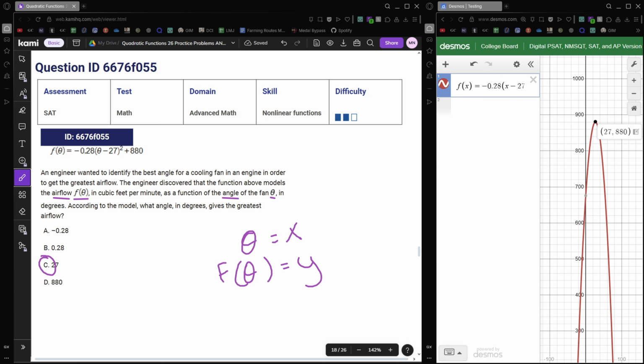Now you also could have figured this out because this equation is in vertex form. So you would know that (h, k) is your vertex, and since there's a negative sign here, that means the parabola will open downwards and your vertex will be the maximum value. So of course (27, 880) would be your vertex, and then you would know that 880 is your maximum value and the x value that gives that is 27.